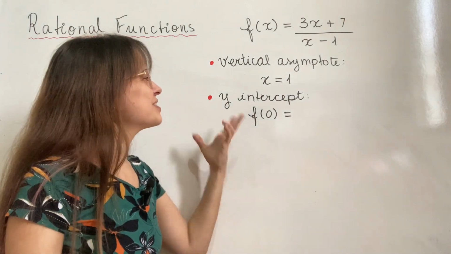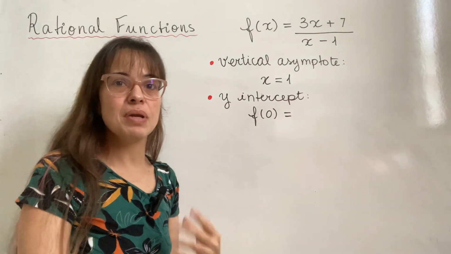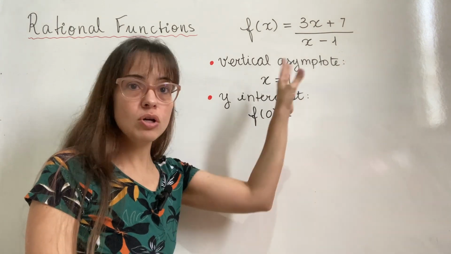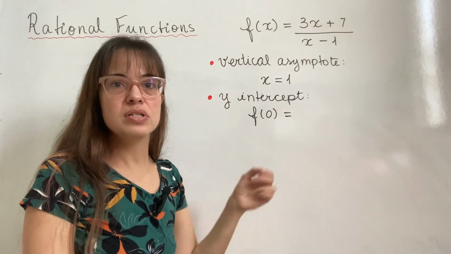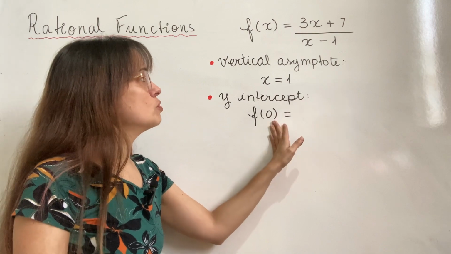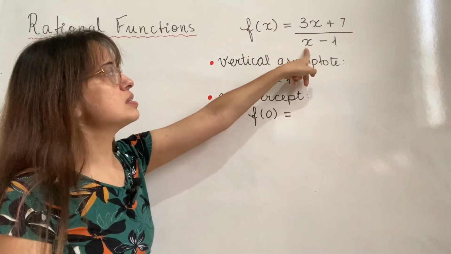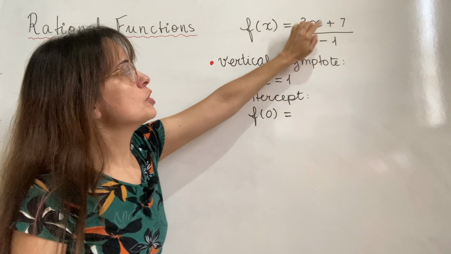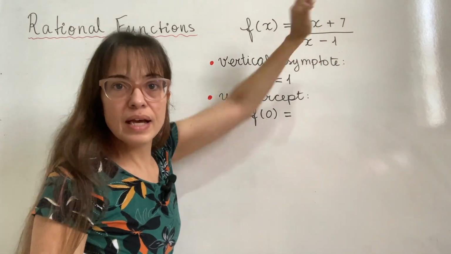So anyway, next on the list, the y-intercept. How do we find the y-intercept? And not only this, but for any function: the y-intercept is f of 0. So you're just going to substitute 0 for the x's here, 0, 0. So f of 0 is -7.